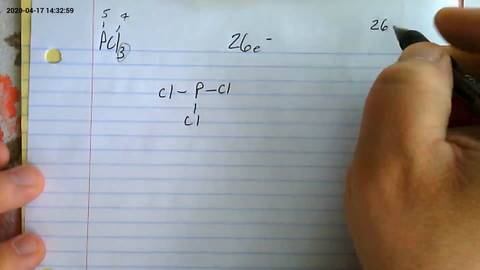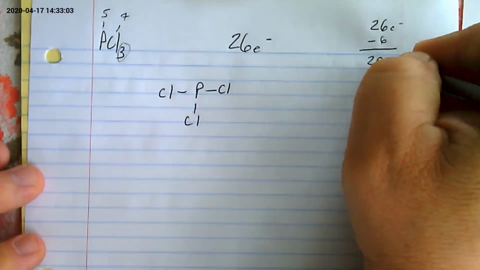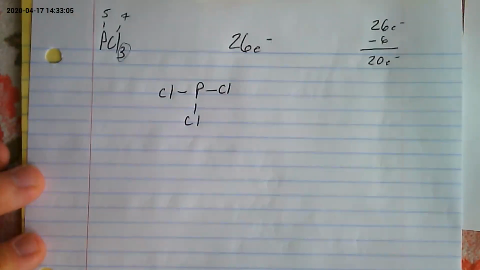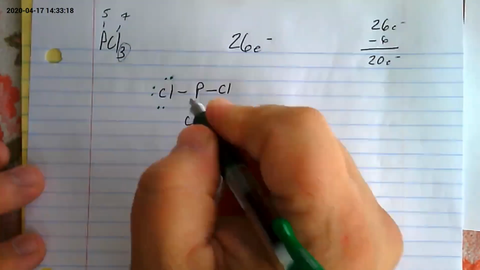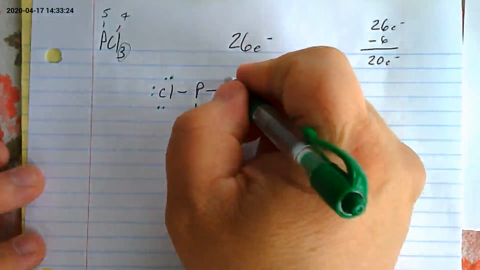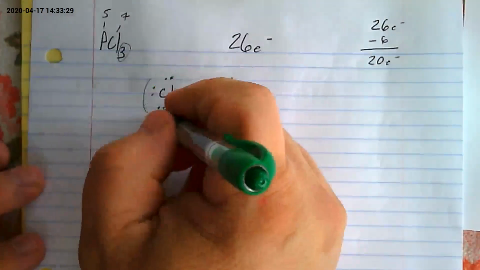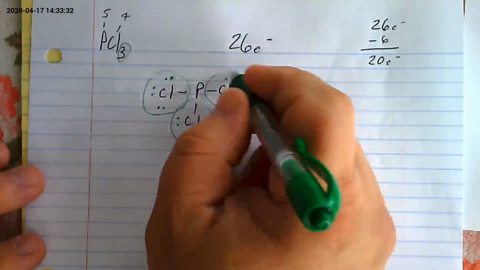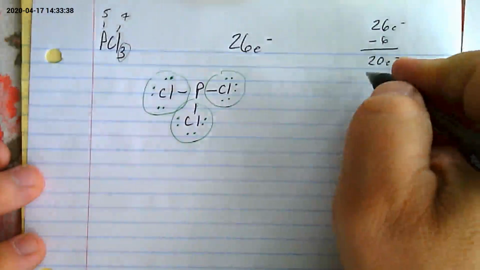Our central atom is going to be phosphorus because it's the one thing by itself. Next step is to draw the atoms around it: Cl, Cl, Cl. Now, a common question I always get is, does it matter where you put them? And the answer is absolutely not. Put them wherever you want, because in the end, it doesn't really matter. What does matter is that you use the proper number of electrons. So how many electrons did I just use? 1, 2, 3, 4, 5, 6. I'm going to keep my tally over here: minus 6. Now I have 20 left.